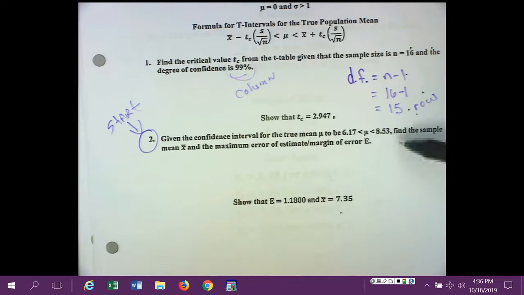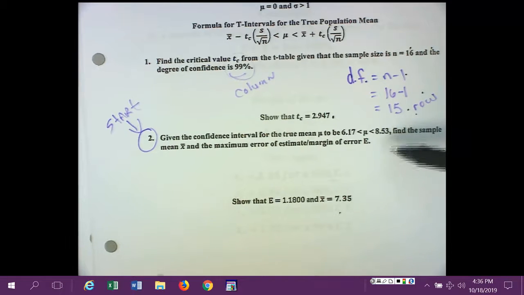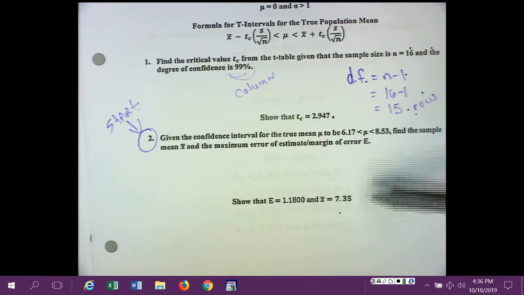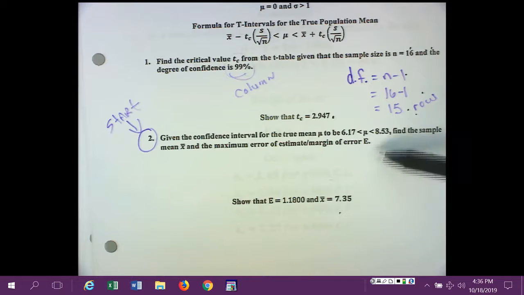If you noticed, I did not say that this had to be a t interval. I did not say that this had to be a z interval for the mean. The way this type of problem is set up, and the way they give us the confidence interval, so that we work backwards to find the margin of error and the sample mean, it does not matter if it's a z or a t, but you will find these types of problems within your textbook and within your homework.